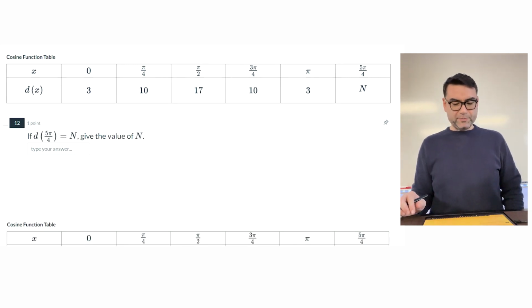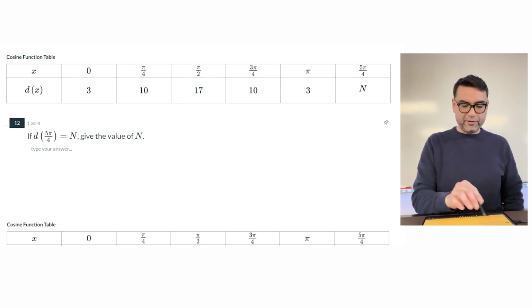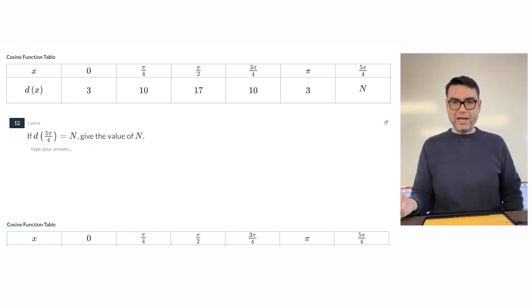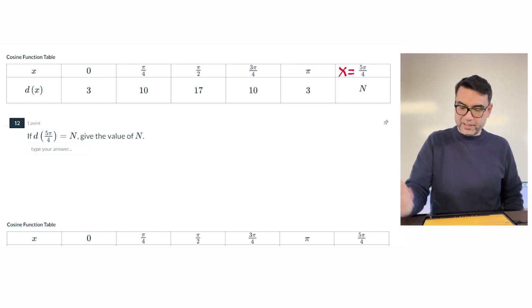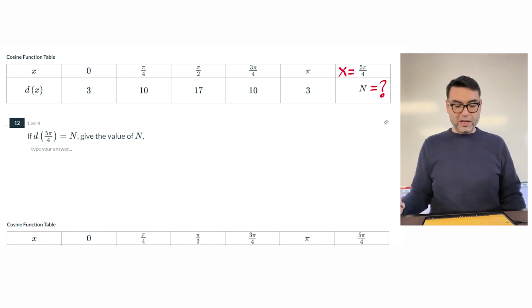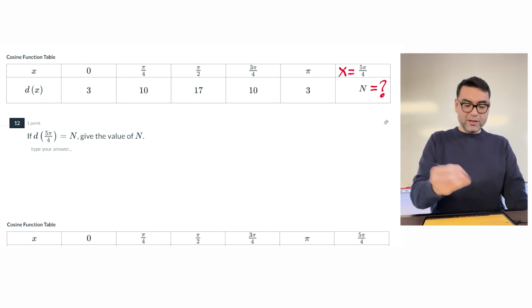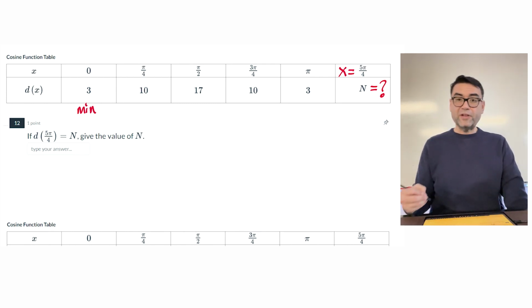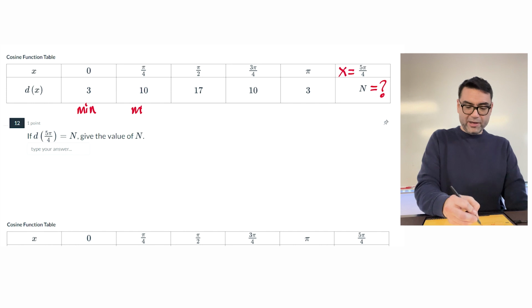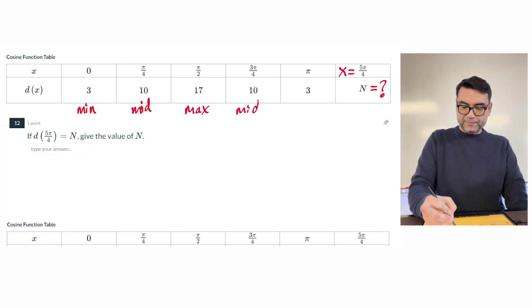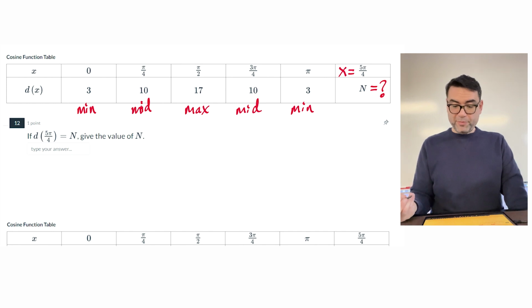All right, this next question is just asking to find a little bit of a pattern here. So we have 3, 10, 17, 10, 3, and then there's this value n, and it says if d of 5 pi over 4 equals n, meaning if x equals this, what is this n value? Well, if we remember how cosine works, cosine likes to start at the maximum. In this case, though, 3 is the smallest value in this table. So this pattern is actually the vertical reflection of cosine, like a negative cosine function. So this starts at the minimum, then it comes to the mid, then goes to the max, back to the mid, and then to the min. Now, that would complete one period.